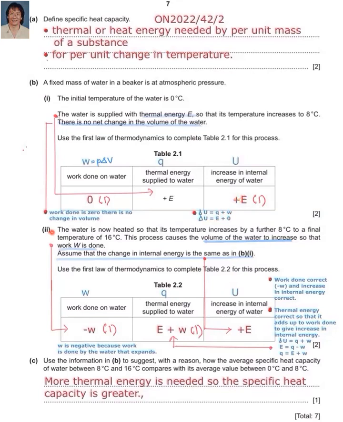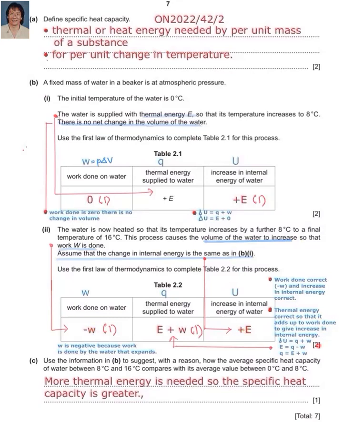In part 2, the water is now heated so that its temperature increases by a further 8 degrees Celsius to a final temperature of 16 degrees Celsius. This process causes the volume of the water to increase so that work is done. Assume that the change in internal energy is the same. So that means your increase in internal energy is also plus E. Then the work done will be negative because the volume of the water increases. That means the water expands, so the work done is negative.